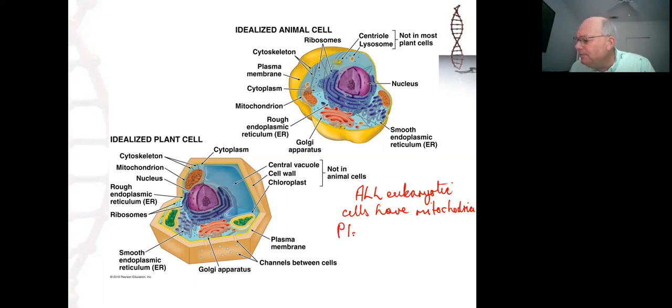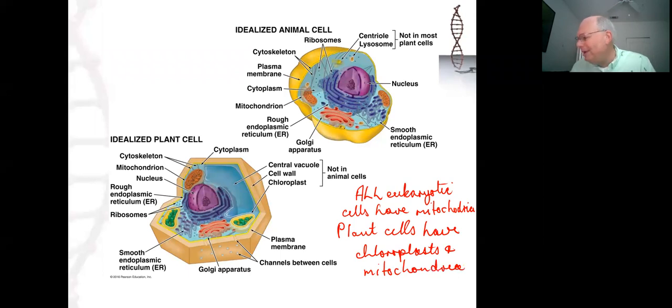Plant cells have chloroplasts and mitochondria. So just to reinforce that idea again, that mitochondria are universal to all eukaryotic cells. It's really important that you remember that, because it is a common mistake that freshman biology students make.